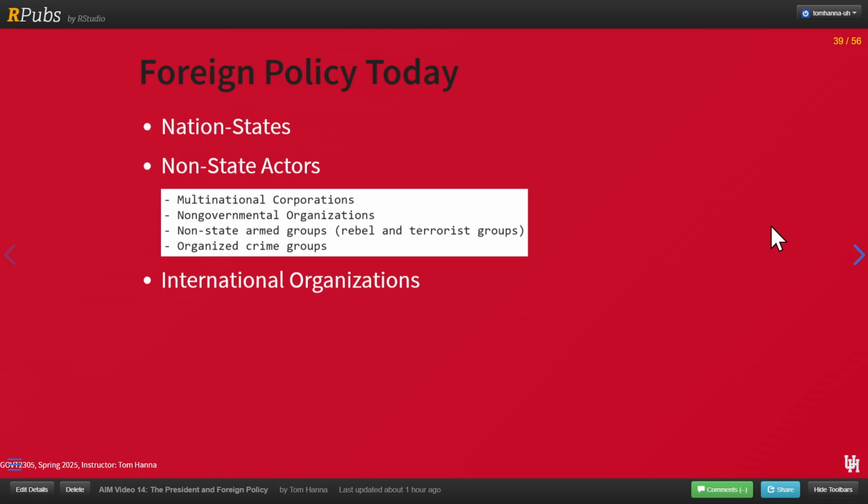International organizations include things like the United Nations, the World Bank, the International Monetary Fund. So international organizations are organizations that are formed by written agreements for specific purposes between nation states. So the United Nations was formed by the UN Charter, which was a treaty that was signed by the United States and every other member of the United Nations. The same for any international organization. That's the definition of them.